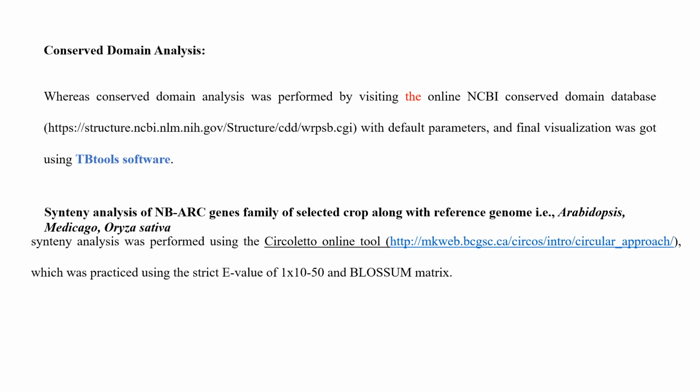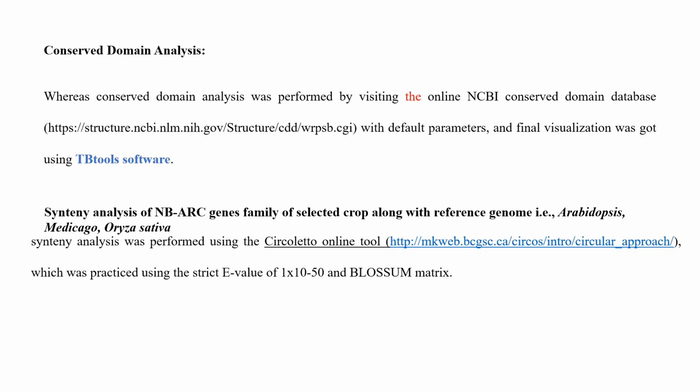So basically, conserved domain analysis, I think I already discussed in the previous files. We can use the CDD structure, the NCBI platform, and the final visualization we can check with the TBtools software. So the next step is the synteny analysis. Synteny analysis basically is the comparison of the genome with the reference genome.